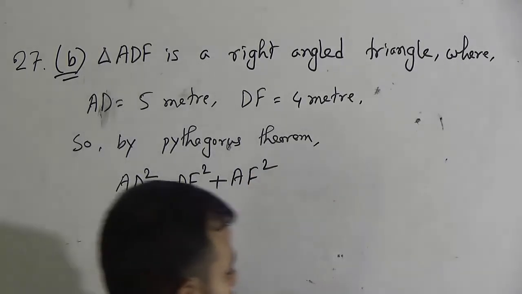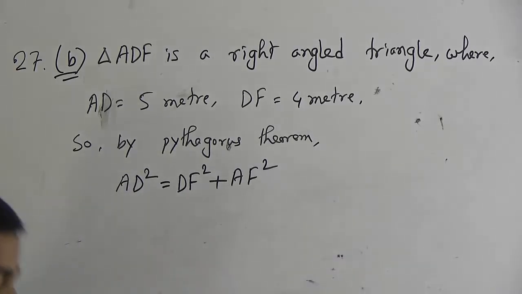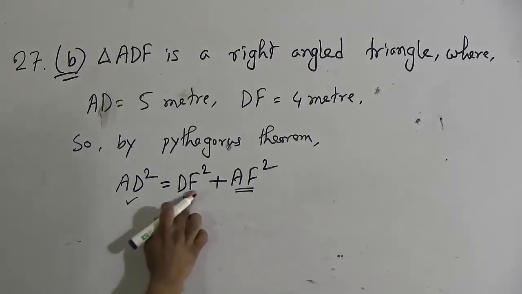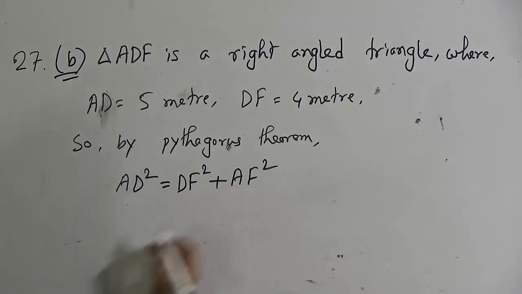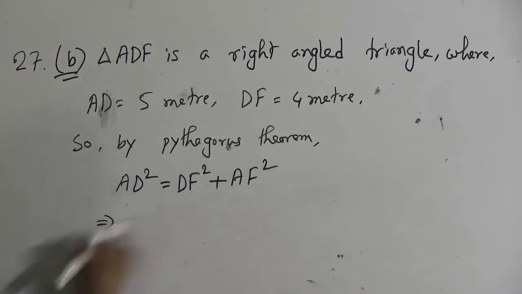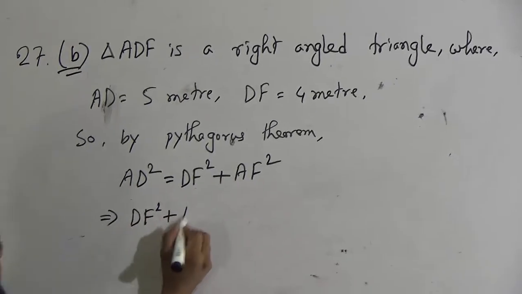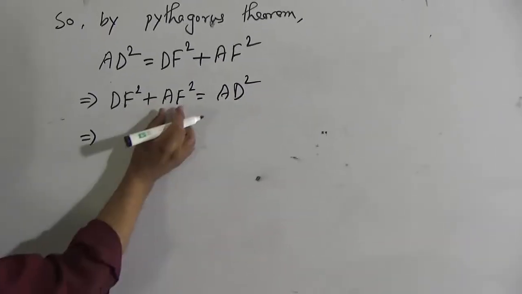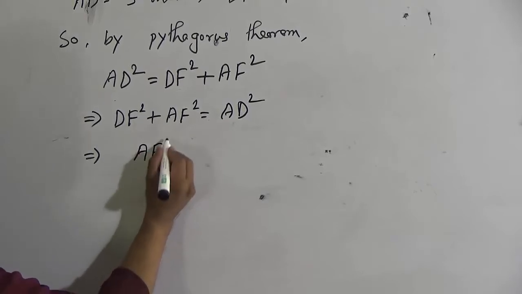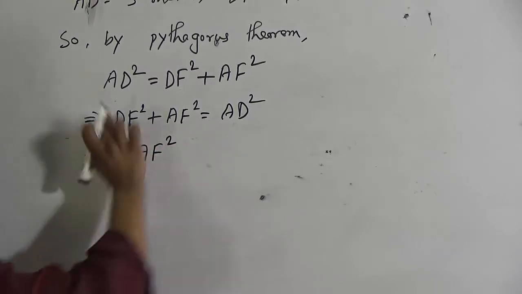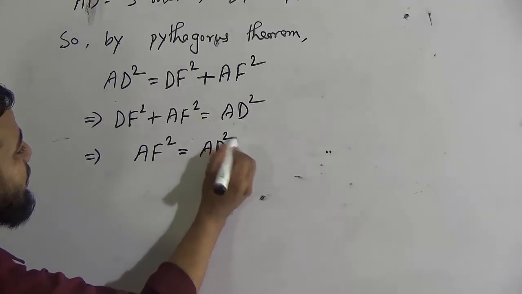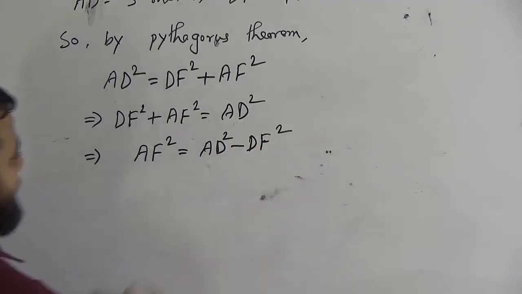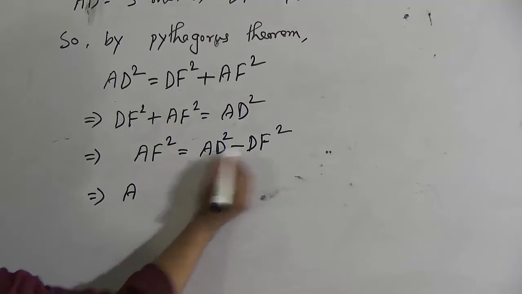Now from this Pythagoras theorem we can find out the length of AF. We need to find out the length of AF. Already DF and AD are known to us, okay. So we will put these values in this equation and find out AF. First of all, turn this one to the left side. That means DF square plus AF square is equal to AD square. Now, my dear students, we need to find out the value of AF. That's why AF remains on the left side and DF transfers to the right side. We will have AD square minus DF square. Okay. Now put the values of AD and DF here.